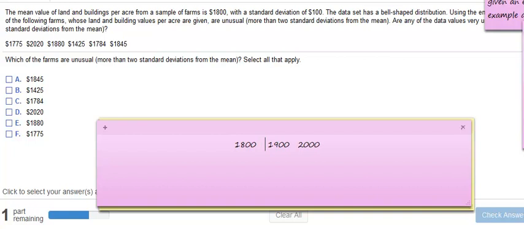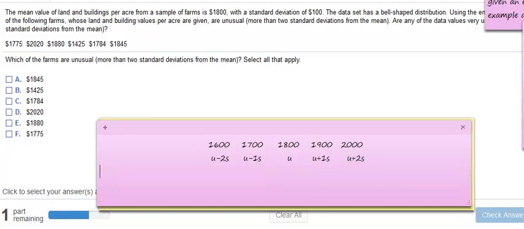Two standard deviations above the mean would be 2000, and so forth. Make a little space here. And then below the mean, one standard deviation below would be 1700. Two standard deviations below would be 1600, and so forth. So let's label these: the mean, mu minus two standard deviations, mu minus one standard deviation, here's mu, which is the mean, and then mu plus one standard deviation, and mu plus two standard deviations.